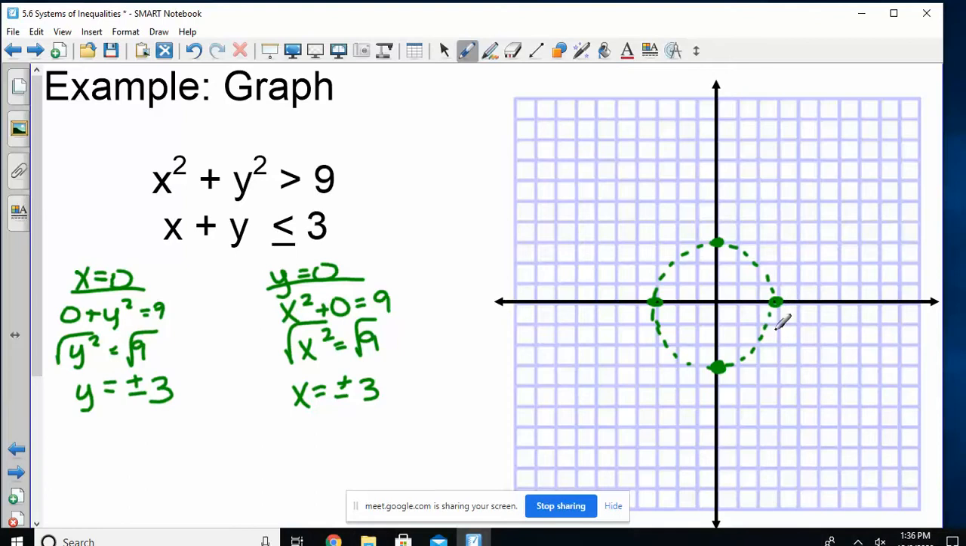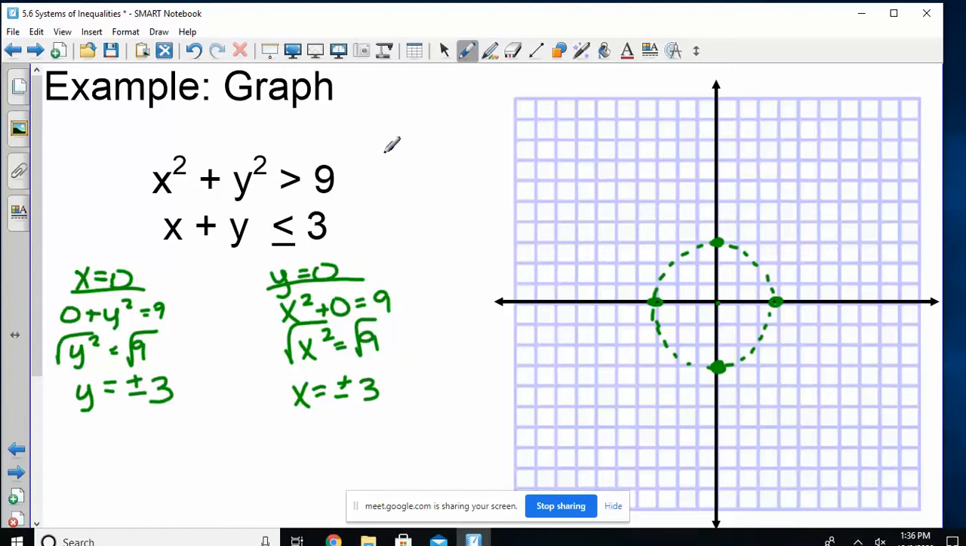So most of these graphs are going to be things you're familiar with. But if I threw in a weird one, you could still get it. What do I need to do now? Get my shading. So we do a test point, 0, 0.